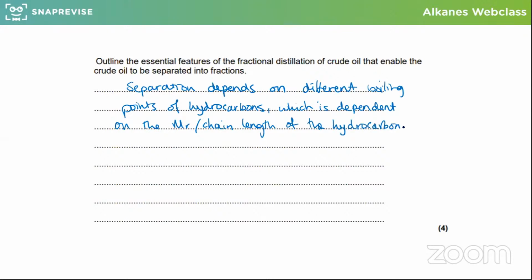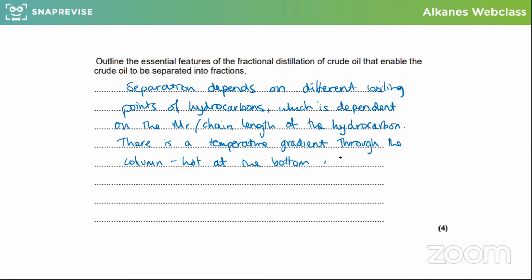Then we've talked about temperature gradient. So there is a temperature gradient through the column, and I think you guys said that it is hot at the bottom, cool at the top. Or you could say it gets cooler as you go up the column. Something like that would be absolutely fine.